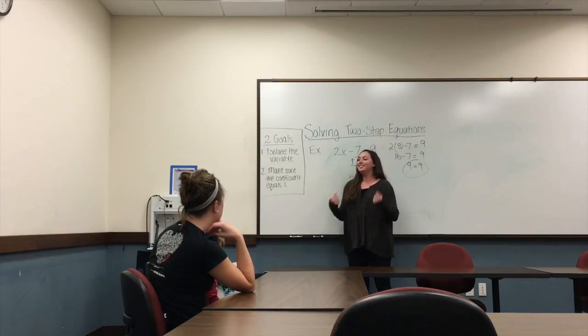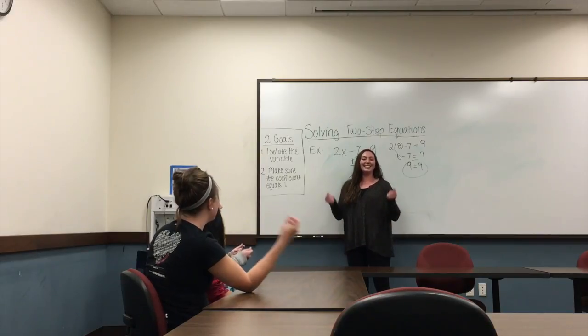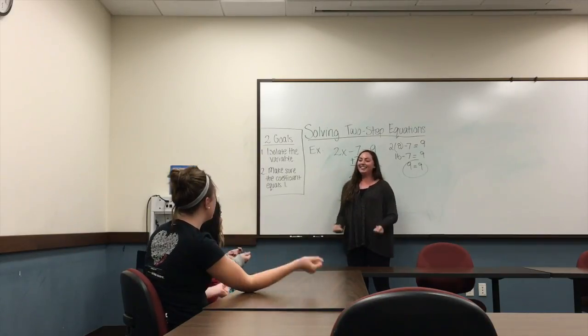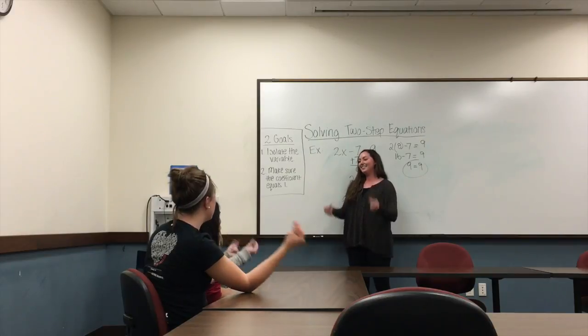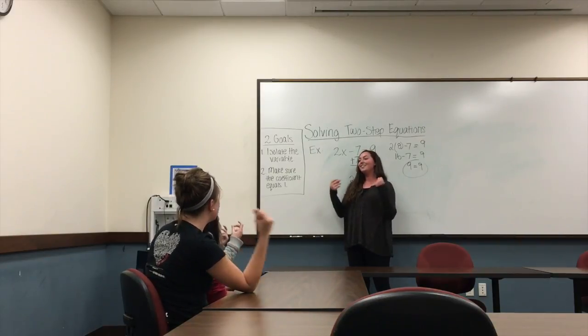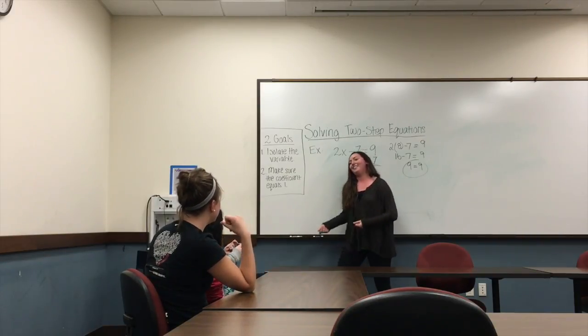Two-step equations, easy as 1, 2, 3. Then we add or subtract to get x alone, divide or multiply, so divide the coefficients. Got it? Okay, let's do it together.